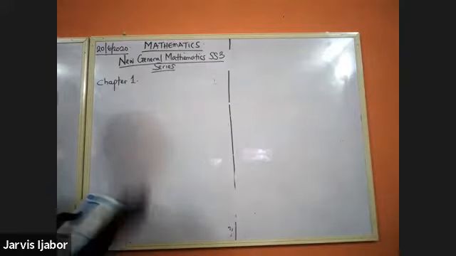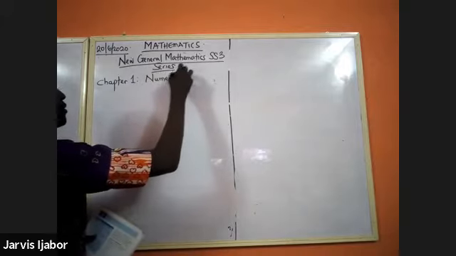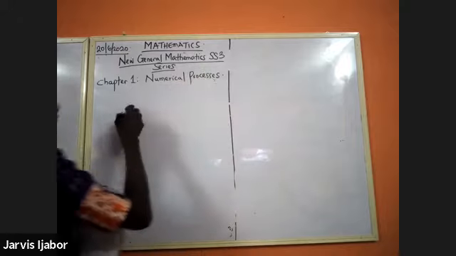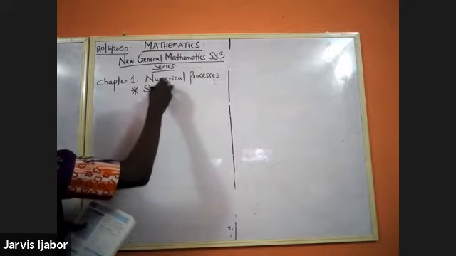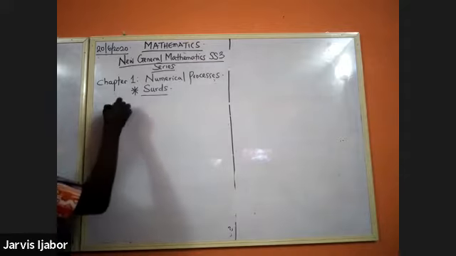Chapter 1 focuses on numerical processes. And we will be taking care of SURDS. So what is a SURD? Essentially, a SURD is an irrational number.